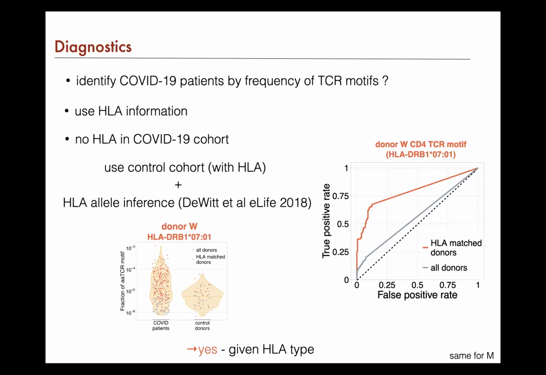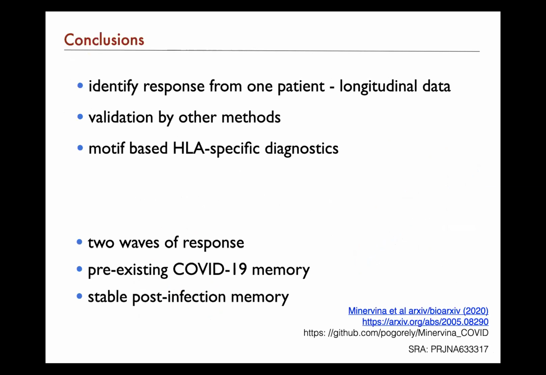And as I said, the same results hold for M. So in conclusion, I hope I've convinced you that we can identify COVID-19 specific response from longitudinal data, even if we only have one patient. We've shown this by validating our result comparing to other data sets produced by the community, for which we are very thankful. And we're able to show that by identifying motifs of COVID-specific response, this can be used for diagnostics and identifying patients that have undergone the infections.